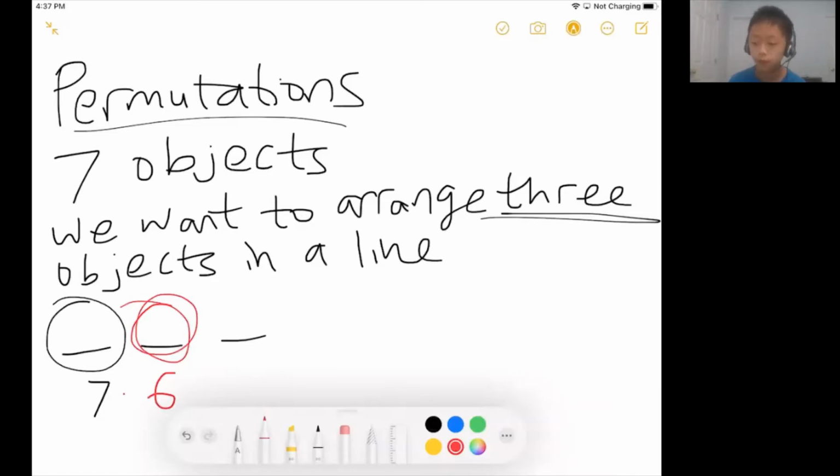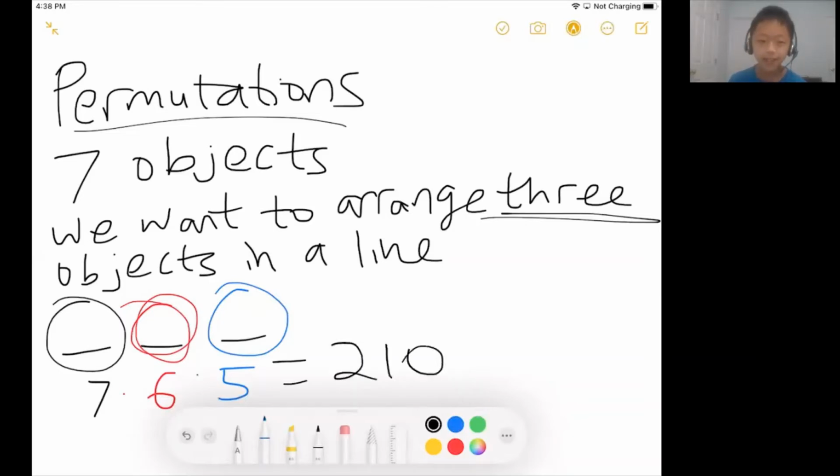And then after you choose the first and the second objects, you have five ways to choose what object goes in the third position. So you would just get 7 times 6 times 5, which equals 210. So this is a generalization of the people standing in a line problem, except this time we don't have to use all seven objects. This time it's not 7 factorial, because we only want to choose a subset of these objects to arrange in a line.